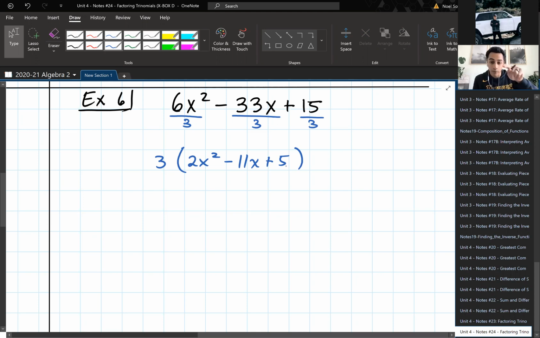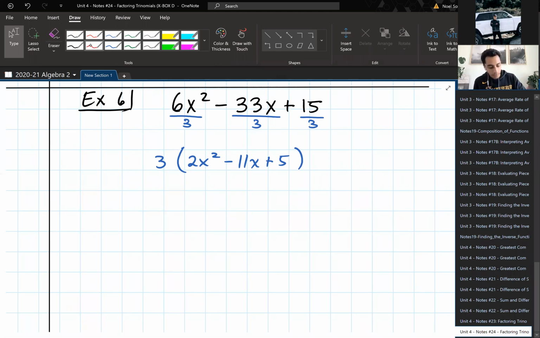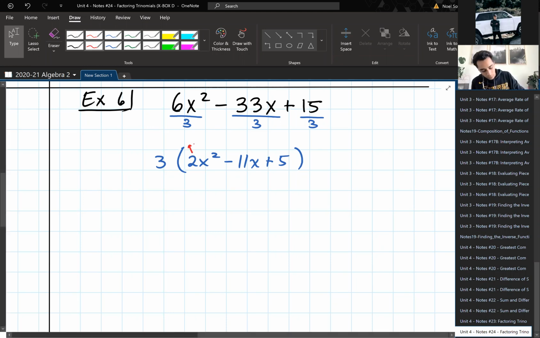So now let's say you're that person that really, really likes the traditional method. You don't want to use Xbox. Look at what you've done for yourself. By factoring out the 3 as the GCF, 2 only has one possibility, 1 times 2. How do I get 5? There's only one possibility, it's 1 times 5. But because it's a positive 5 and the factors add up to be negative 11, they would have to be negative 1 times negative 5. You basically have your factors there, right? They're pretty much done.